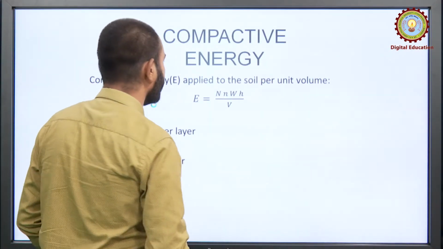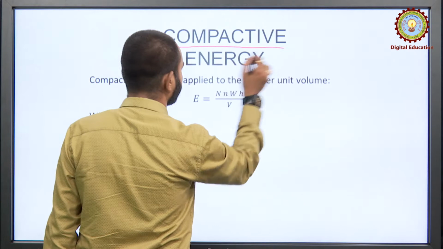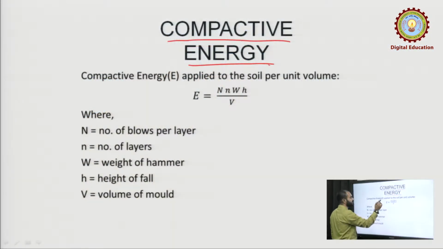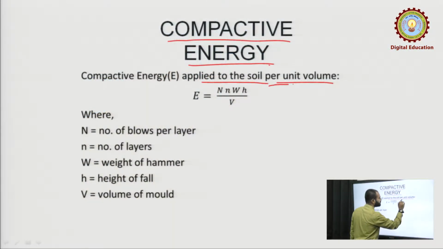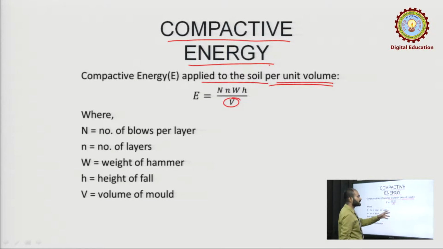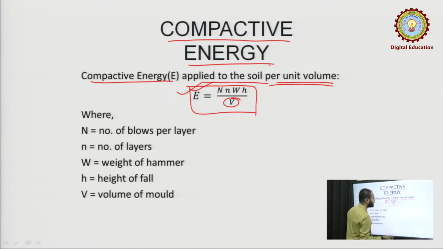So this is the compactive energy formula. What is compactive energy? It means how much energy is being applied to the soil per unit volume, so you can see it is divided by volume. This is the energy applied to the soil specimen which is being compacted in the lab. We are talking about the lab for the time being, but this can also be used as a generalized formula to calculate the energy supplied to the soil due to any kind of compaction.